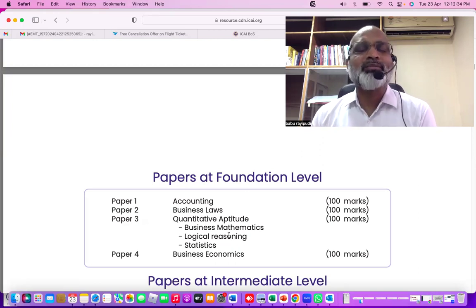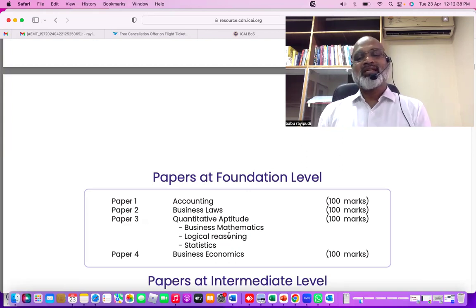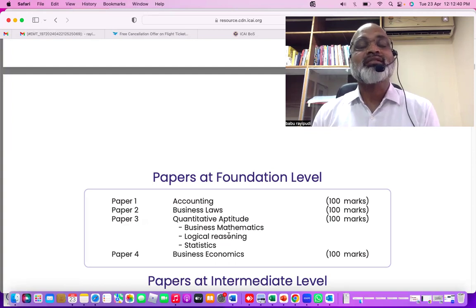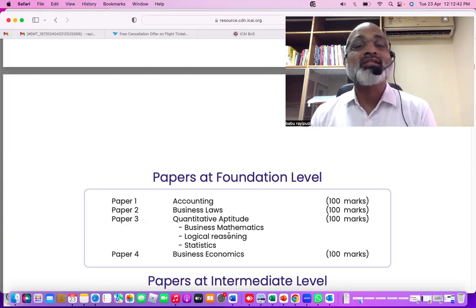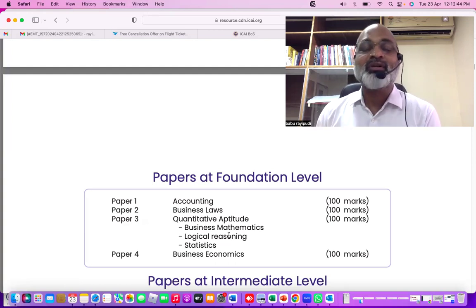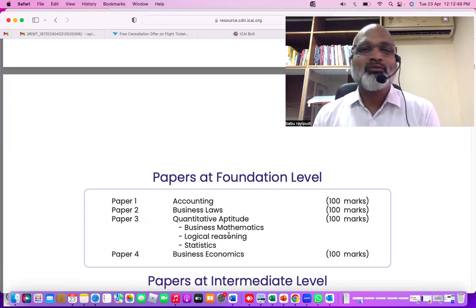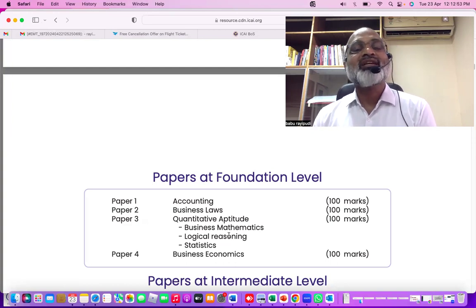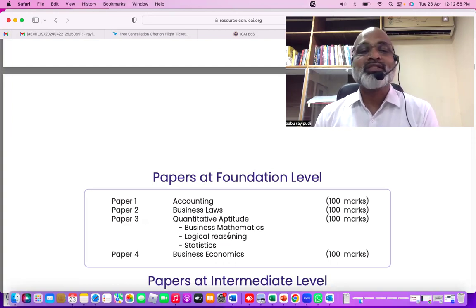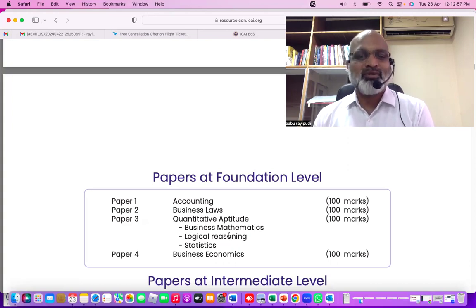The 4th important paper in CA foundation level is business economics. Business economics is also for 100 marks. This is also an MCQ based question. A question is given to you, 4 options would be given to you. Here also, if you commit a mistake, you will have a negative marking of 0.25. So paper 3 and paper 4 are MCQ based questions. Paper 1 and paper 2 are descriptive questions.